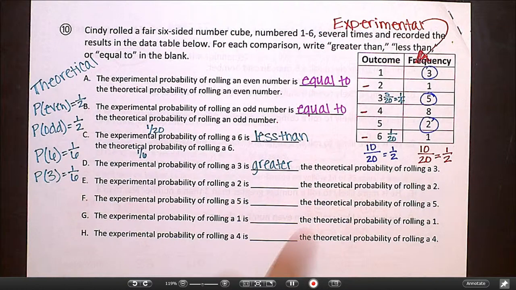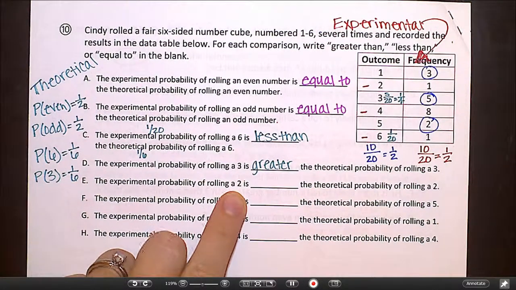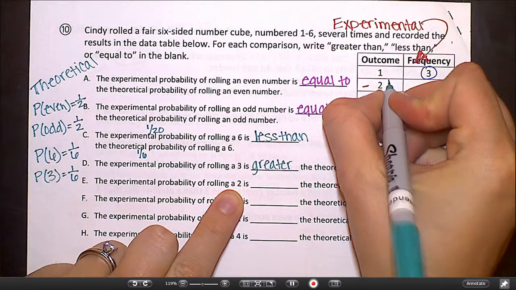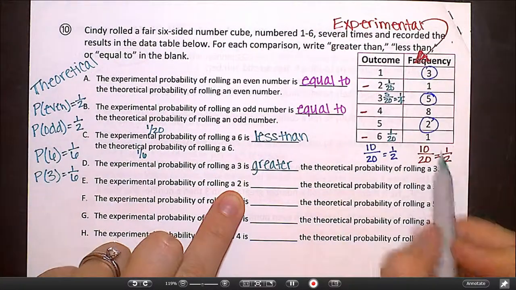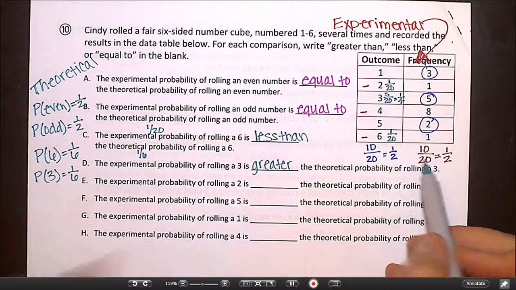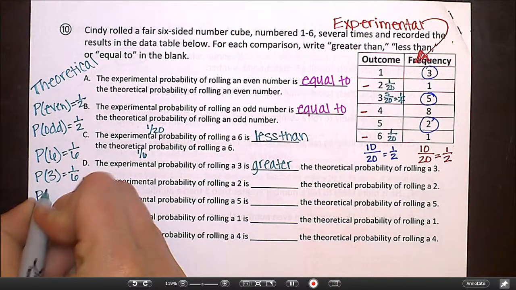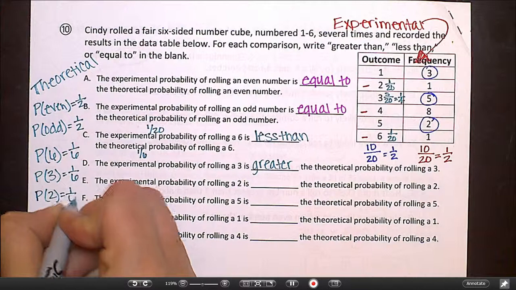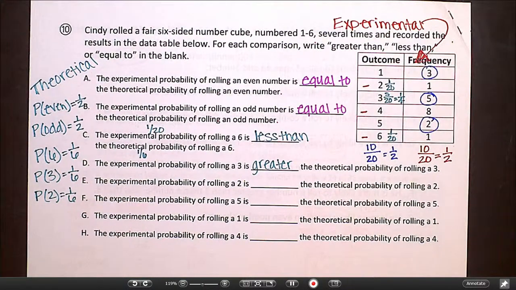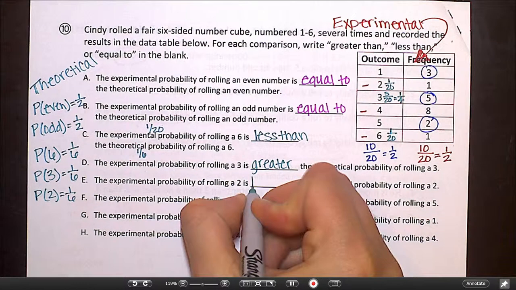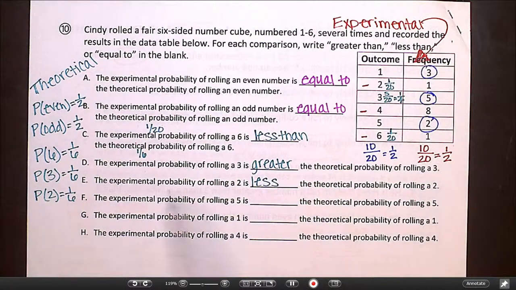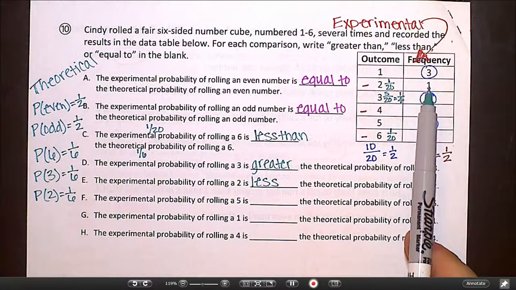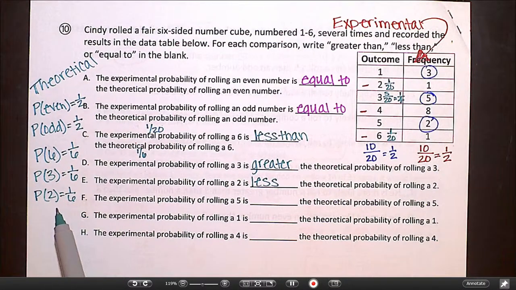Okay, next we're talking about a 2. The experimental probability of a 2 is 1 out of 20, just like the 6. Really, really small chance. But the theoretical probability of a 2 is 1/6. It's always going to be the same. So I have a much lower chance with experimental probability than I do with theoretical.